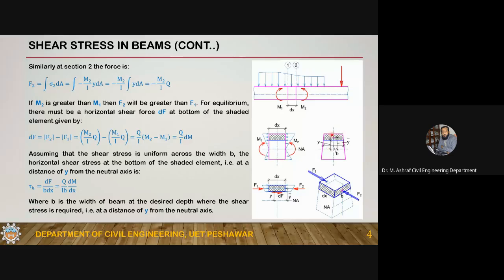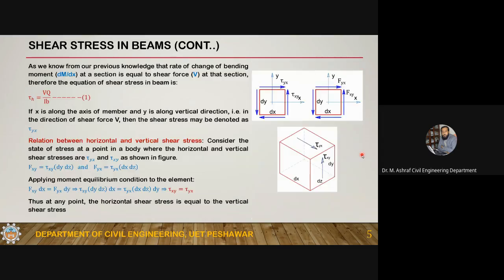Remember that the first moment of area of this shaded portion will be equal to the first moment of area of this unshaded portion. Though the area of this unshaded portion is higher, its centroidal location is smaller. Though the shaded area is smaller, its centroidal location, its y bar, is high. But both of them will result in the same value. So if you want to calculate shear stress here, draw a horizontal line and take the first moment of area of the area above that horizontal line.